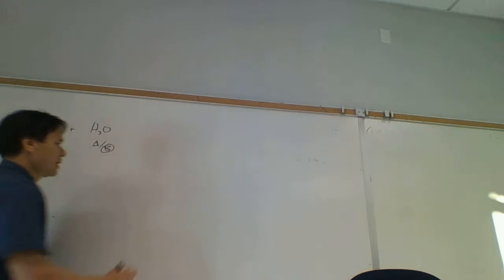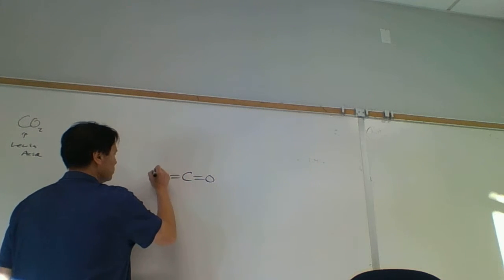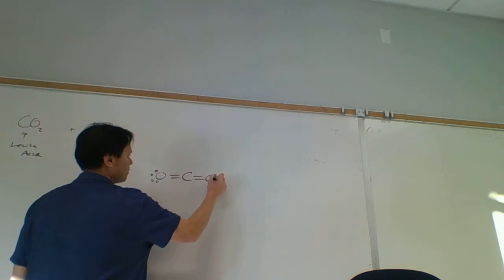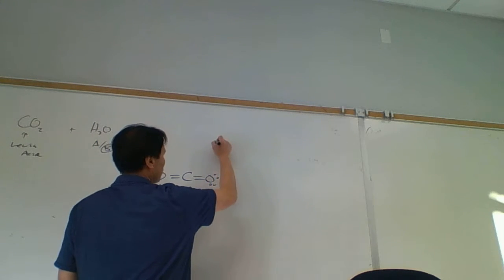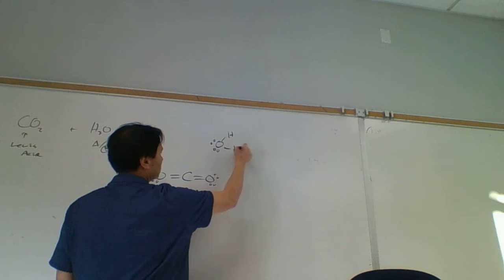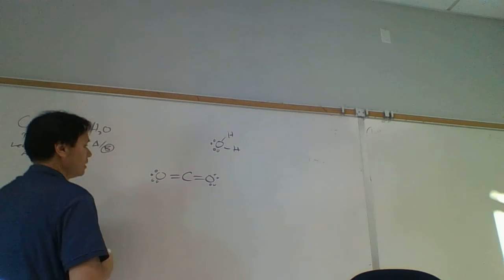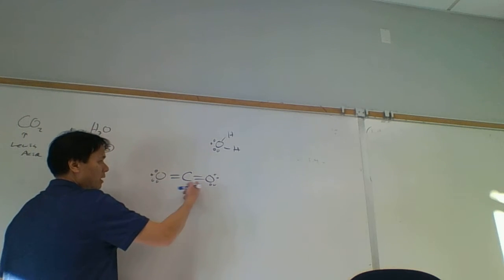For Lewis acid-base reactions, we need the Lewis structure. So we draw out the Lewis structure for CO2. It looks like this. We draw out the structure for water. And so how do they react? Well, the way they react is the Lewis base donates a lone pair. And so it's going to donate a lone pair to what? The oxygen or the carbon.